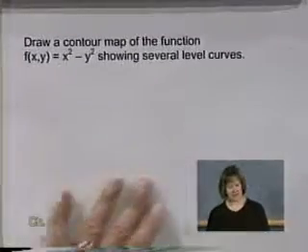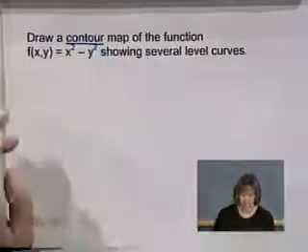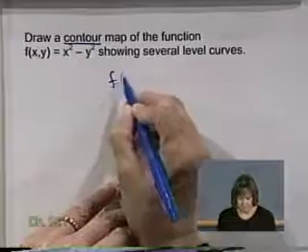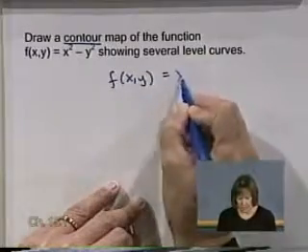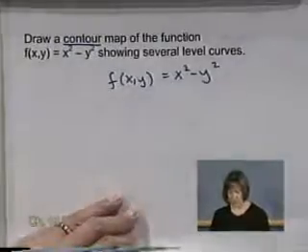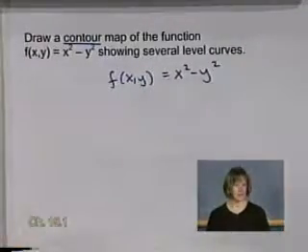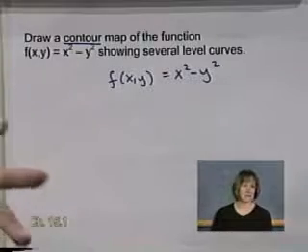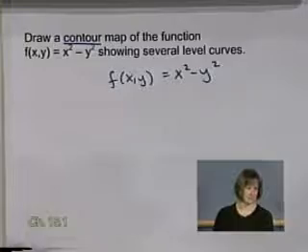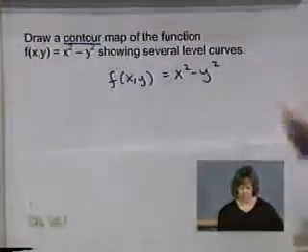Now you're saying, Ms. Strocko, you didn't use this word yet. Draw a contour map of the function f of xy equals x squared minus y squared for several level curves. All a contour map is a drawing of a lot of the level curves, as many to make it interesting. Okay? So let's do a couple and let's see what we can get here.